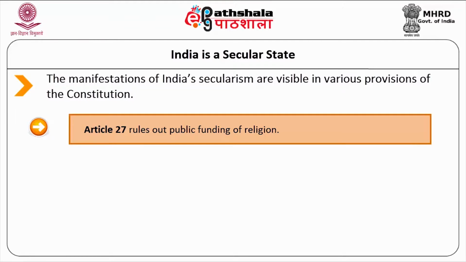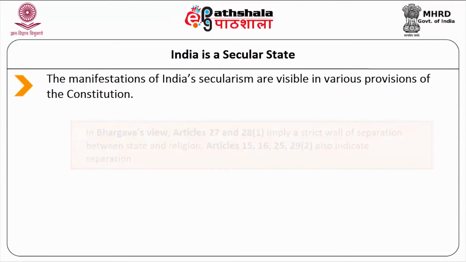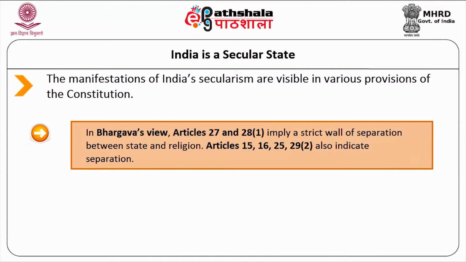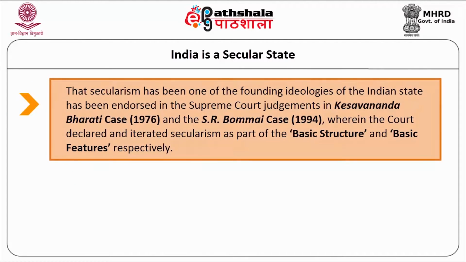Article 27 rules out public funding of religion. Article 28 Clause 1 prohibits religious instruction in any educational institution which is wholly funded by the state. Articles 25, 27 and 28 are the guarantors of religious freedom in the Constitution, whereas Article 14, Article 15 and Article 29 Clause 2 imply a strict wall of separation between state and religion, and Articles 15, 16 and 25 are also the same.